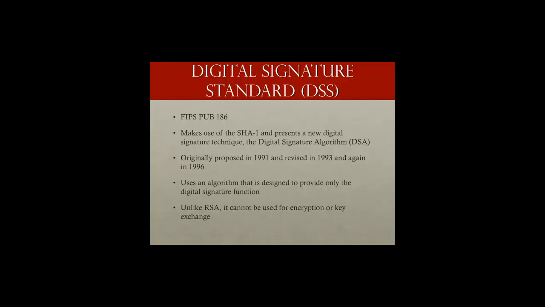So the DSS was originally proposed a long time ago, and it was revised in 1993 based on public feedback, and they tried to improve the security, and they had another minor revision in 1996. And it uses an algorithm that's designed to provide only the digital signature function. Remember we talked about you can have one protocol for encryption and one protocol for authentication, or you can have one big one that does both. Well, in this situation, the DSS is only doing one function, the digital signature function. And unlike RSA, it cannot be used for encryption or key exchange because all it does is the digital signature function.